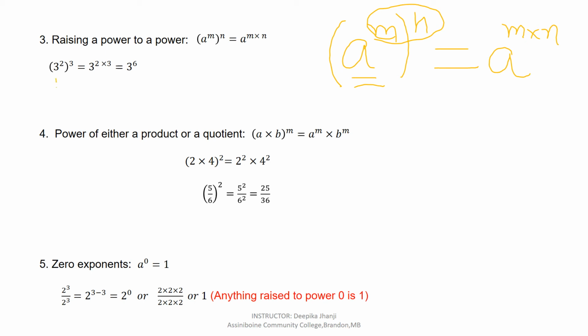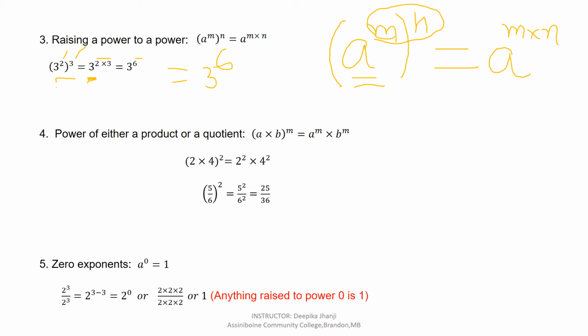So you have 3 square whole cube, right? So you have double power here. 2 is an exponent and 3 is another exponent. So by law, you're going to multiply 2 and 3, keeping the base same. So 3 stays as it is. 2 times 3 becomes 6. So that's your answer, 3 raised to power 6.